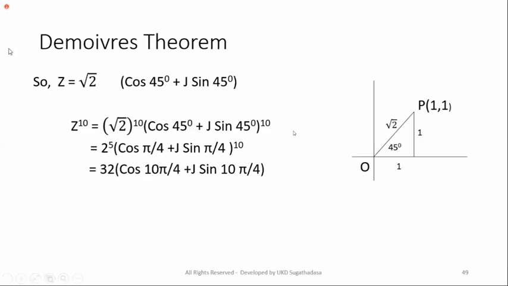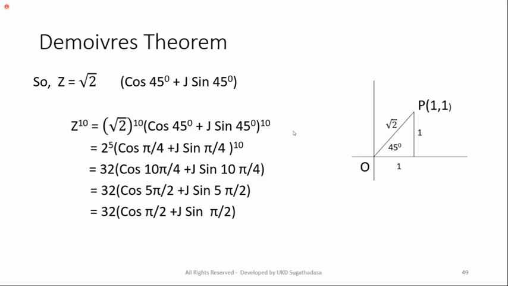Then you can bring the 10 here by using de Moivre's theorem: cos theta plus j sin theta to the power n equals cos n theta plus j sin n theta. You can bring this 10 here. What is that? 5 pi by 2. What is this angle? 5 pi by 2. That is 2 pi plus pi by 2, no? That is actually pi by 2. Cos pi by 2 is 0, j sin pi by 2 is 1. That is the answer, 32j.